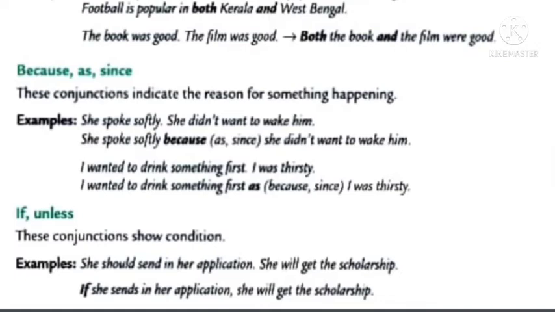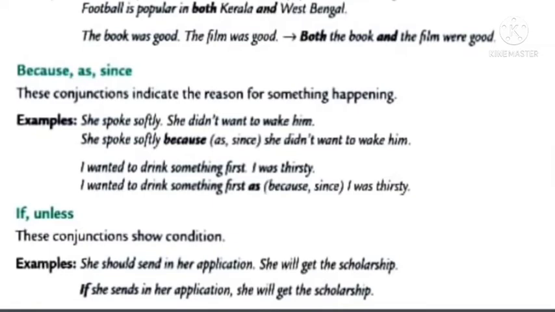Next one, if and unless. These conjunctions show condition. Okay, let's see how it shows condition. She should send in her application, she will get the scholarship. So, only if she sends the application, there is a condition, okay? Only if she sends the application, that is a condition. What will she get? She will get the scholarship. If she sends in her application, she will get the scholarship.